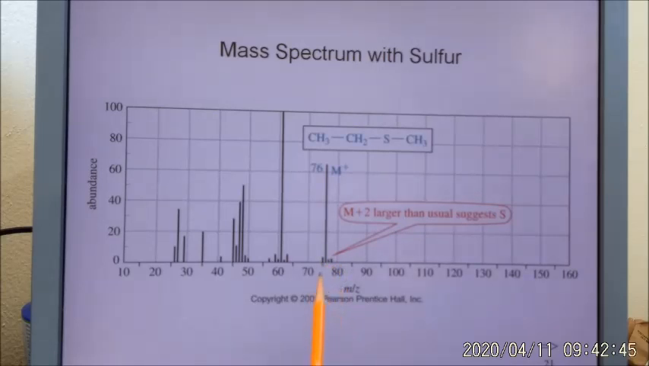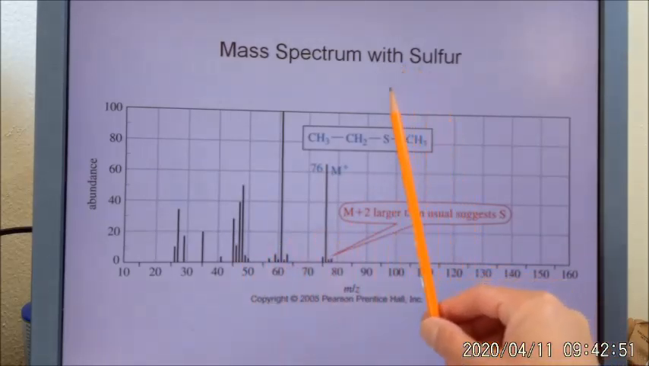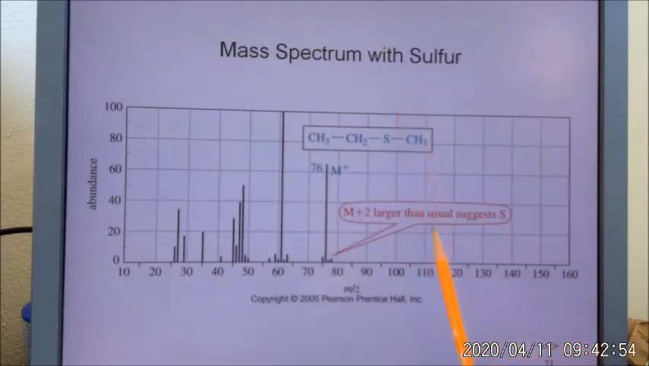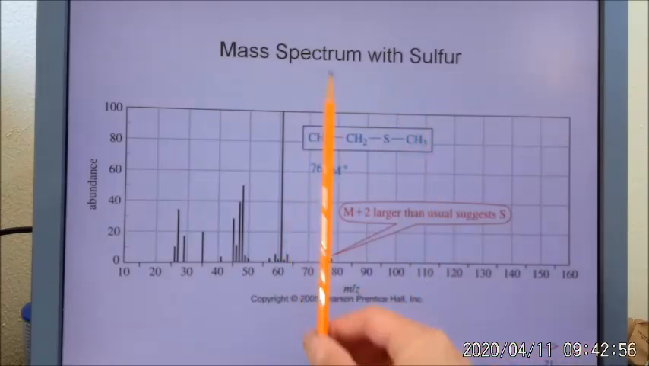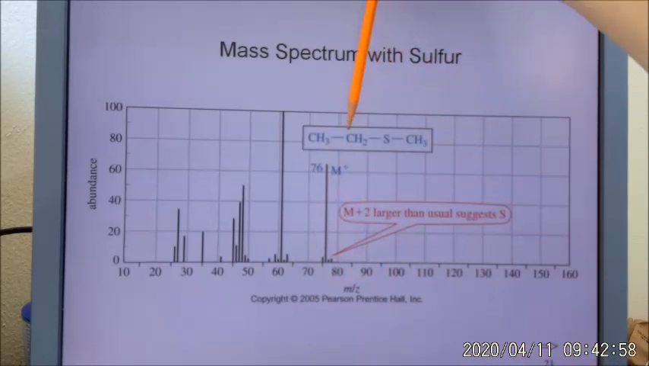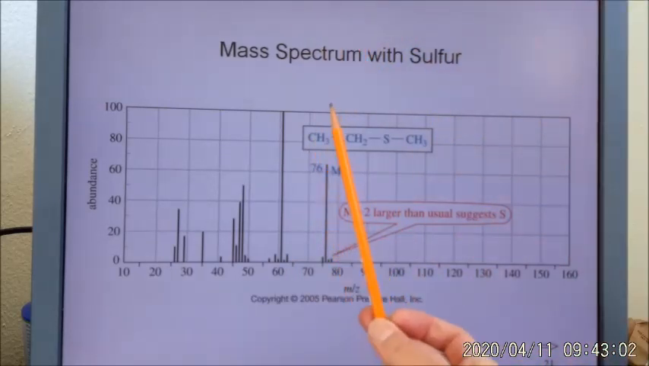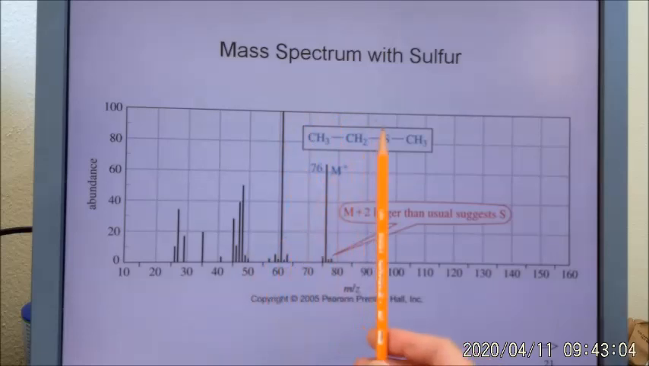Okay, now let's take a look at 76 minus 61. Loss of a methyl group. Could be here, probably not, could be there. Then if I have a plus charge here, the lone pair on the sulfur stabilizes that. So, loss of a methyl group gives me this, and since the sulfur is still there, notice that it went up right there.